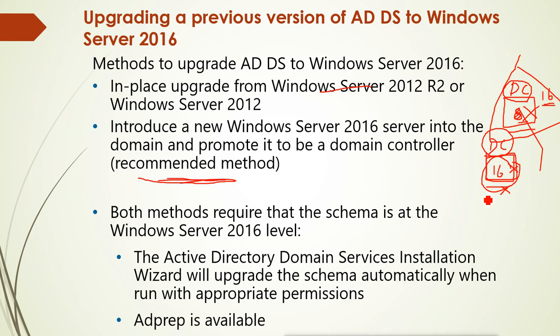Otherwise, we can upgrade the schema by using the ADPrep option. This ADPrep tool is available. We can run the ADPrep tool by using the /forest option, adprep /forest, to upgrade the forest schema. But it will automatically upgrade when we run the installation wizard.